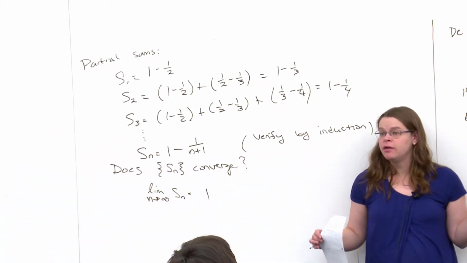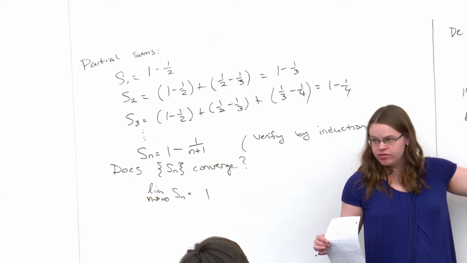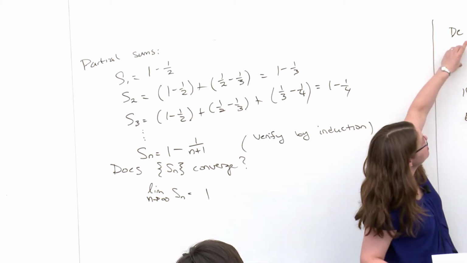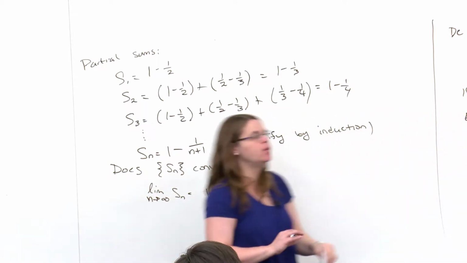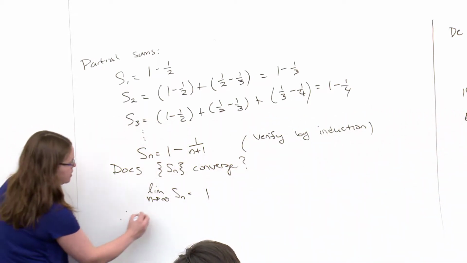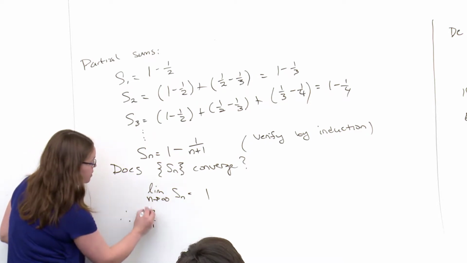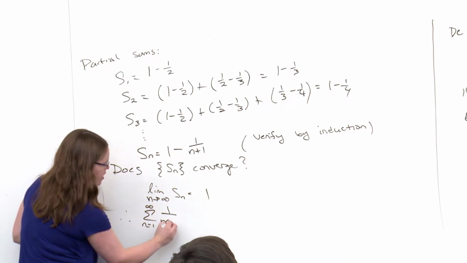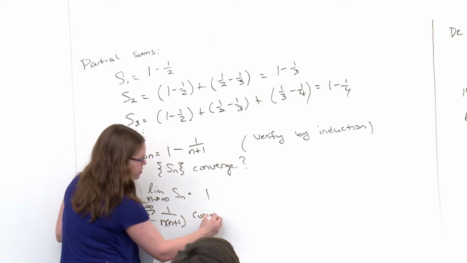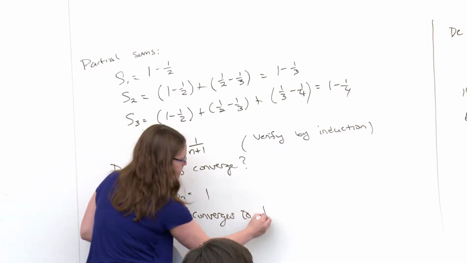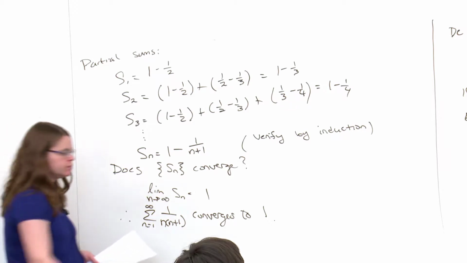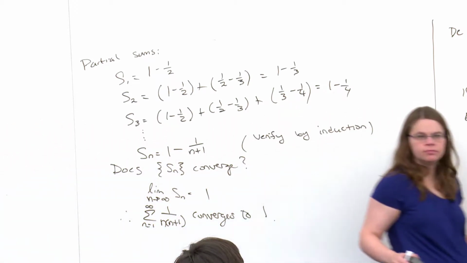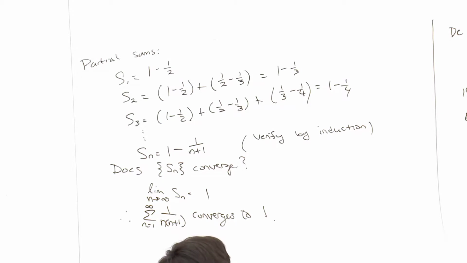And that's the way we defined the series converging, right? So just from this definition here, we know that since the partial sums converge to 1, the series converges to 1. So we're going to say that indeed the sum from n equals 1 to infinity of 1 over n plus 1 converges to 1. Questions?